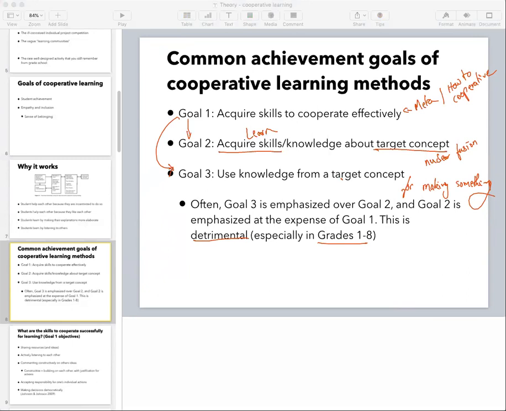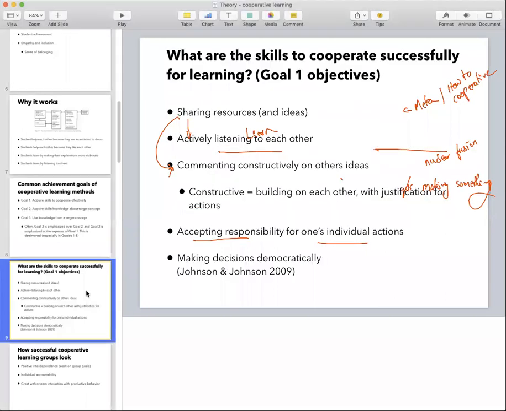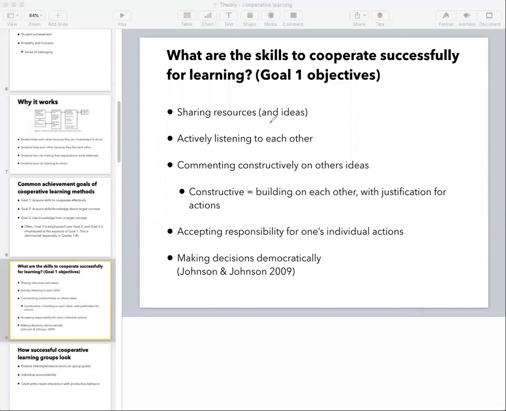All right, so we have talked about goal 1, to acquire skills for cooperation. What do those skills look like? Here are a few examples. A couple of skills that students need in order to cooperate successfully are sharing resources and often ideas, and to actively listen to each other. Remember, listening is one of the main benefits, or improved learning through listening is one of the theories for why cooperative learning works.